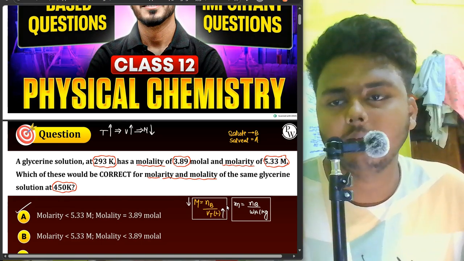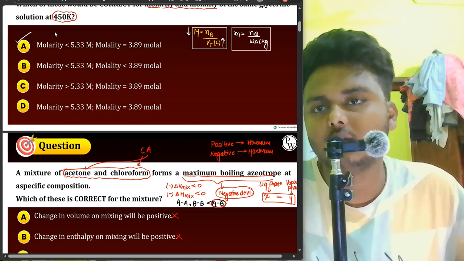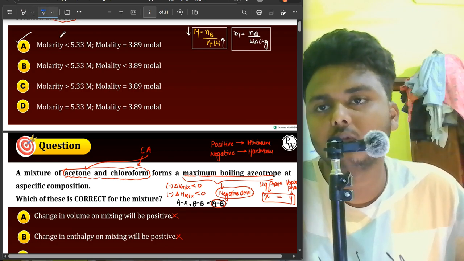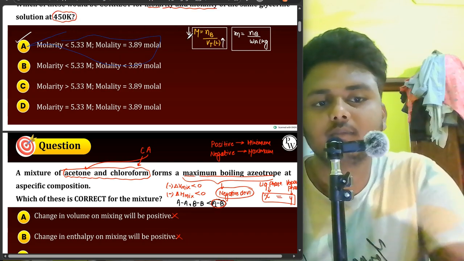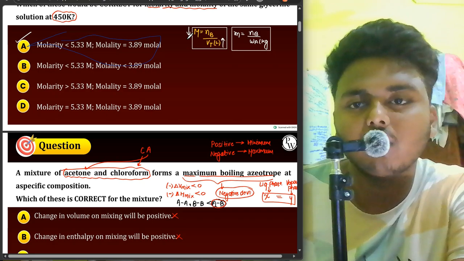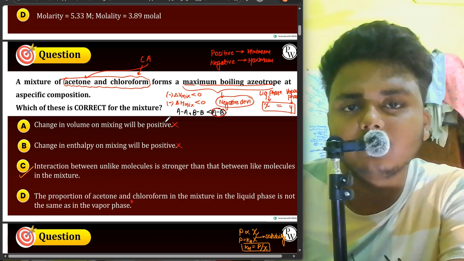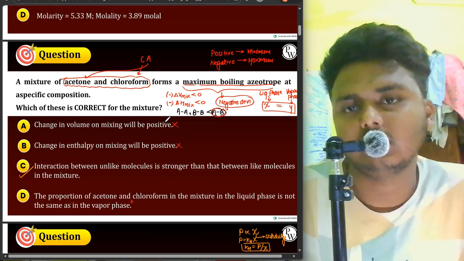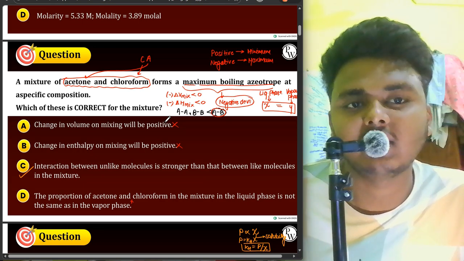Okay, it will be a chance to develop things which are the molarity, having the cause of the mixture of acetone and chloroform. You also know the positive is equal to minimum and negative is equal to maximum in the acetone and chloroform, and maximum boiling azeotrope at the specific composition.